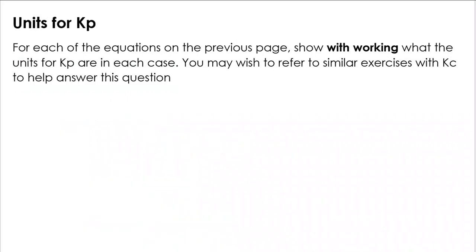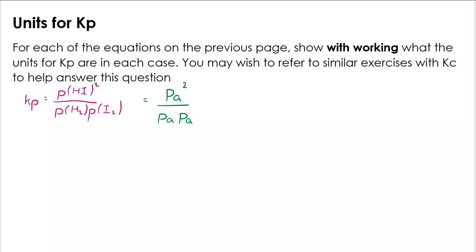So what would the units look like for each of them? Well, let's remind you of the expression for Kp here, and let's imagine that we're working with the unit Pascal. So if I do this in long form and I break it down step by step, I have got Pascal squared on the top, and that's divided by Pascal times Pascal. So if I expand that, I get Pascal times Pascal over Pascal times Pascal, and they will all cancel out. It means in this first example, Kp has no units.